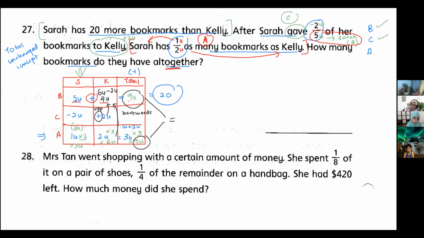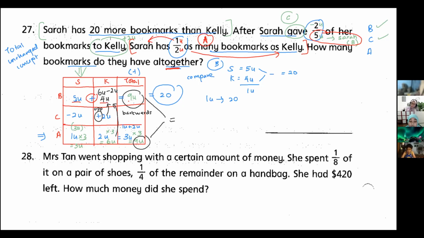However, this 20 is when we compare what they have at first. So Sarah is 5 units, Kelly is 4 units at first. This is the before. When I compare them, I minus, and I get 20. This is that 20, which equals 1 unit, right? When you minus away. So which means your 1 unit is 20.